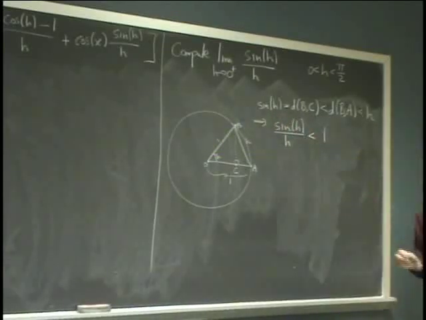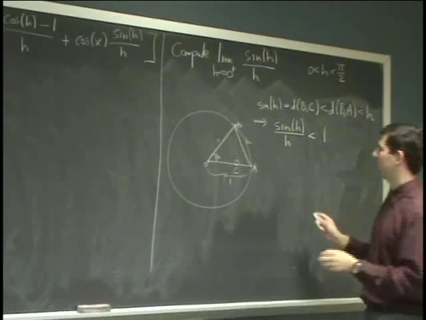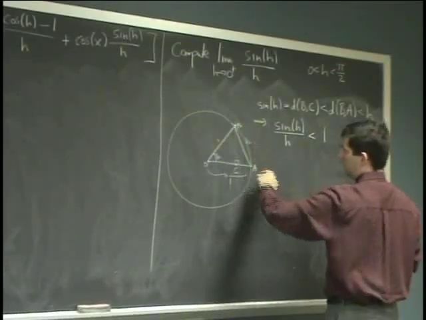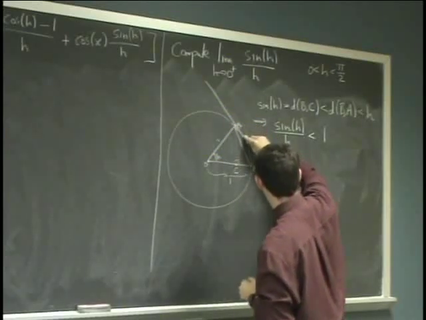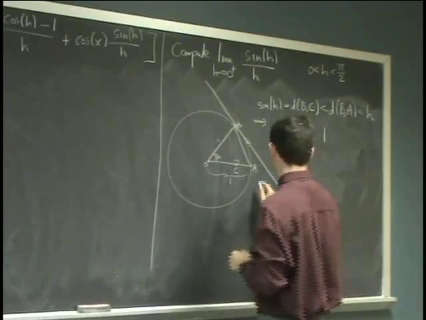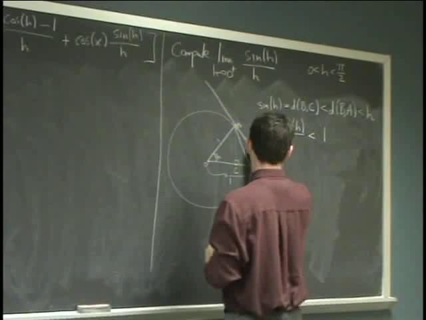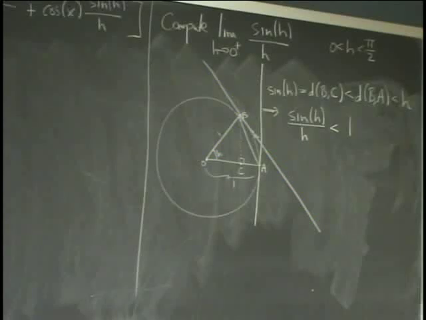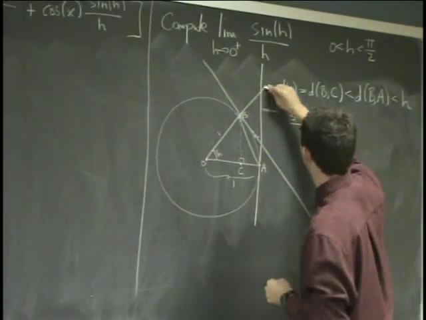Okay, let's try to bound it from the other side. So here's where we do something a little more complicated geometrically. I'm going to start drawing the tangent lines to the circle at B and at A. Let me take this line that goes from O to B and just keep extending it.